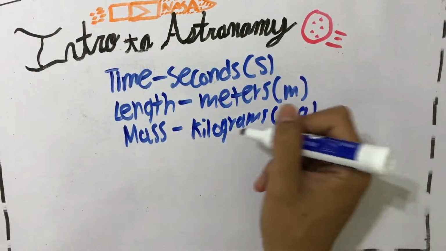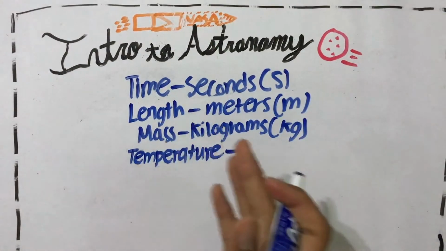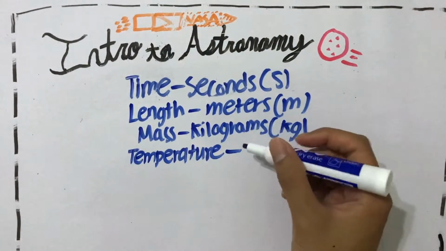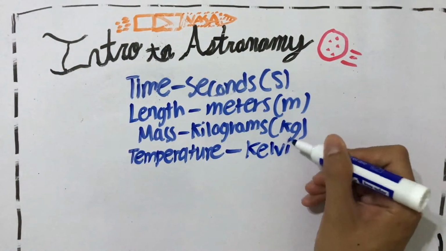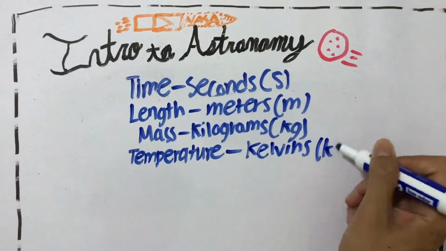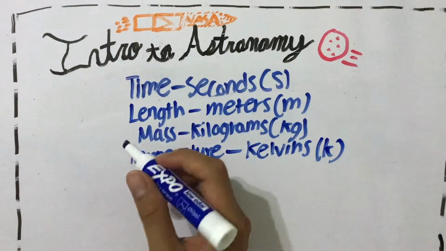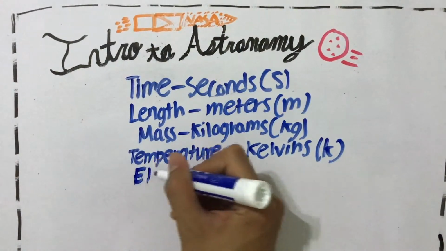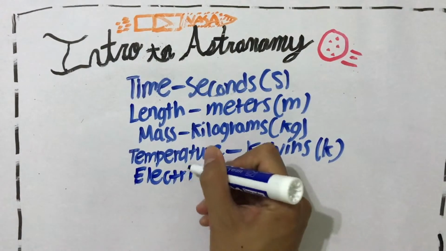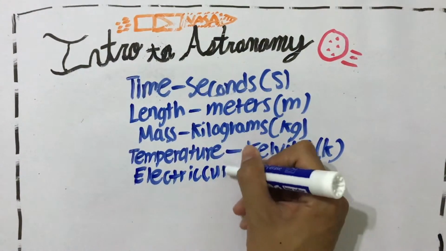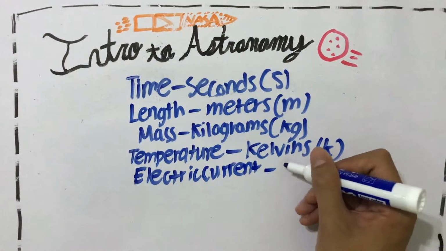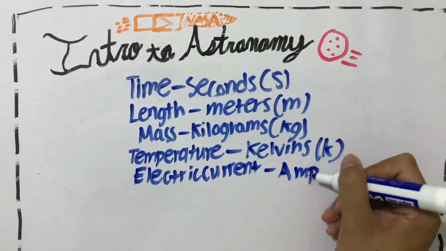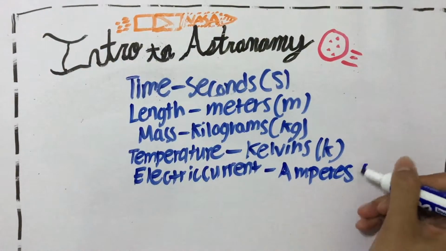kg. For the fourth one, we have temperature, which is an important component in astronomy, and we define this in kelvins, K. For the next one, we have electric current. Electric current isn't commonly used, but you will still have to know these, as these are the basic units. And this would be in amperes, A.